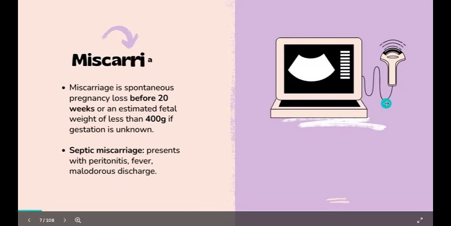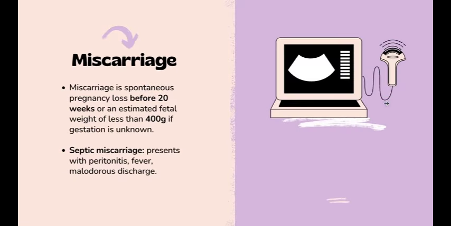So let's talk about miscarriages initially. What is a miscarriage? A miscarriage is a spontaneous pregnancy loss before 20 weeks, or an estimated fetal weight of less than 400 grams if the gestation is unknown. Another definition worth knowing is a septic miscarriage. This is the same thing, but it also presents with peritonitis, fever, or a malodorous discharge, and it's an infection of that miscarriage.